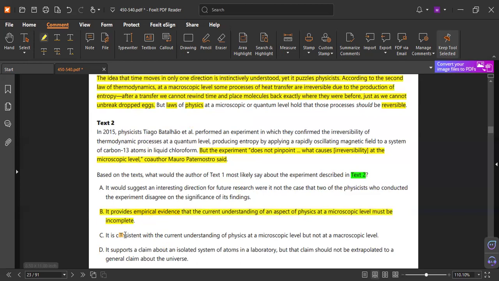For letter C, it's opposite. It's not consistent with the current understanding, as he mentioned here. Right, so letter B.